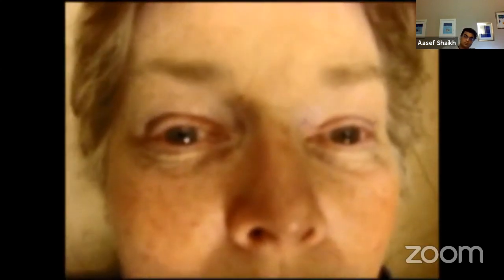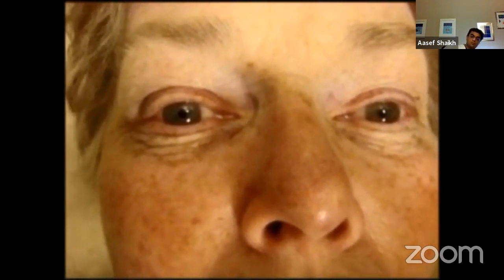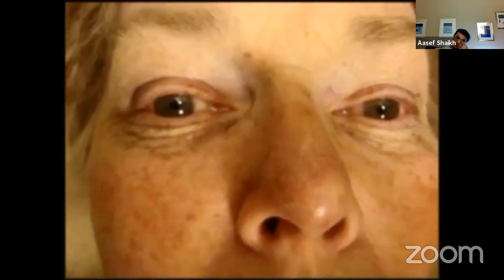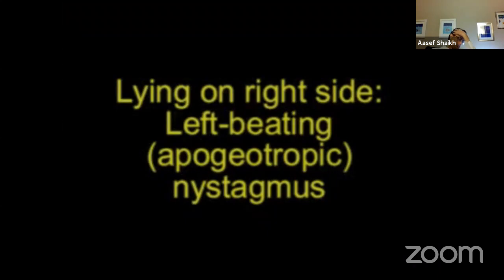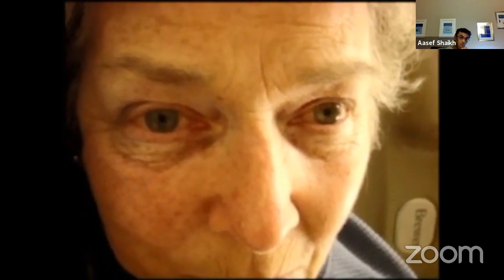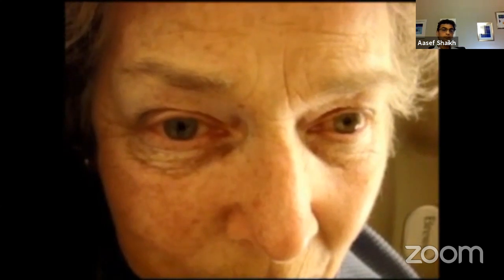The patient's lying flat on the floor now, and I just asked her if things are moving. Are they moving? No. We're now recording with the patient lying fully on the floor on the right-hand side. Do you see anything moving? No.